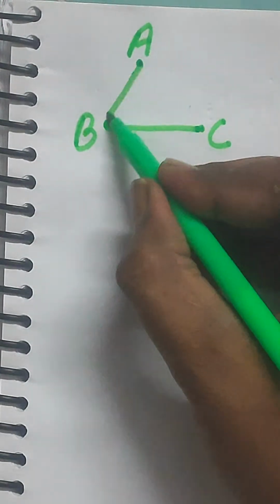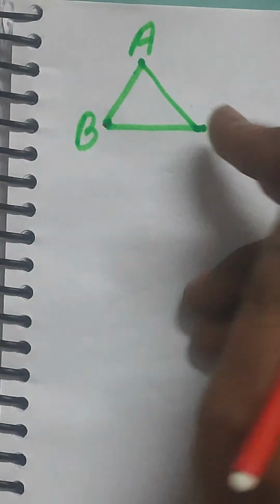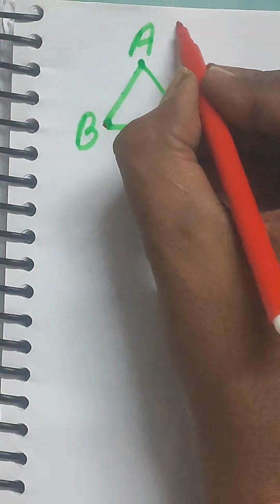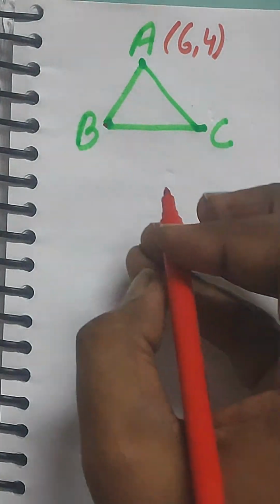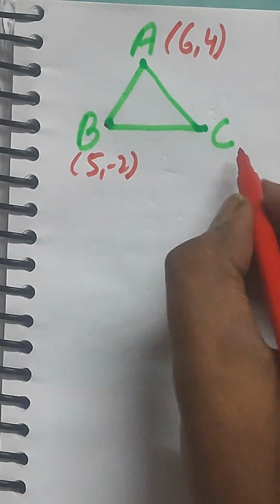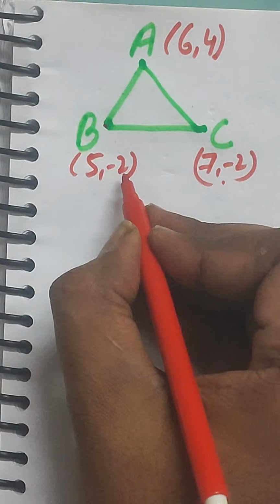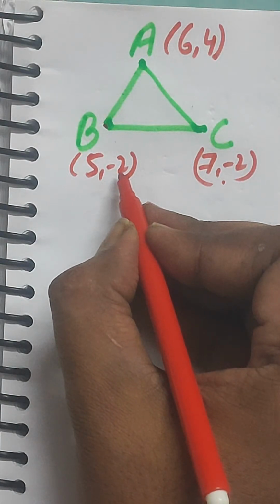So first of all, three vertices are given to you, A, B, and C, and definitely these are the vertices of a triangle, right? Though this is not as per the scale, but yes, we can understand here. 6, 4, 5 minus 2, and the third coordinate is 7 minus 2. You know, the x coordinate is known as abscissa and y coordinate is known as ordinate, right? I think that you know.